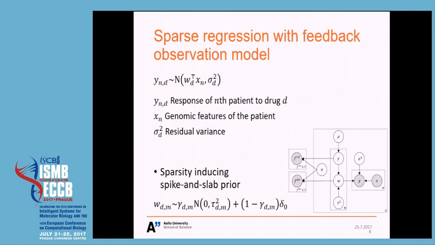So as said, we have a probabilistic model of drug responses Y, and we assume that they are linearly related to the genomic features of the patient. And then we make the model sparse by putting a spike and slab prior on the regression weights W. And this spike and slab prior basically just says that if the feature is relevant, the prior will be normal. And if it's not relevant, the prior will be a Dirac delta distribution, which will make the regression weight 0, so remove those features from the model.